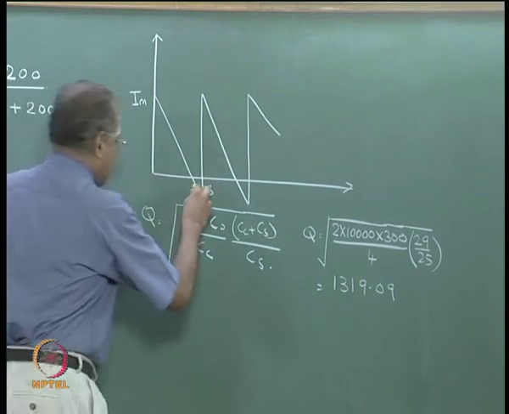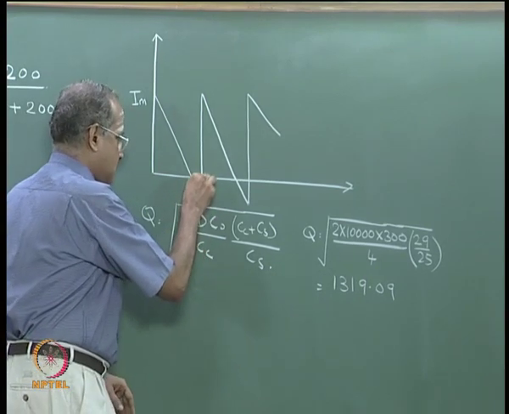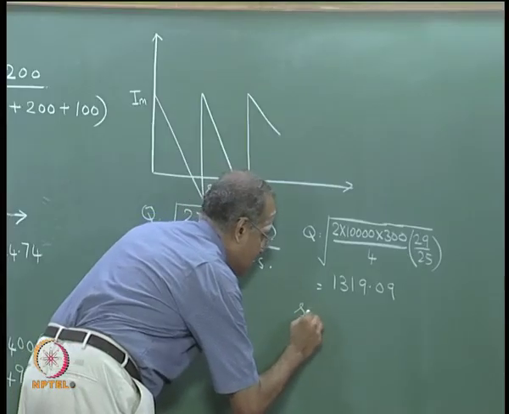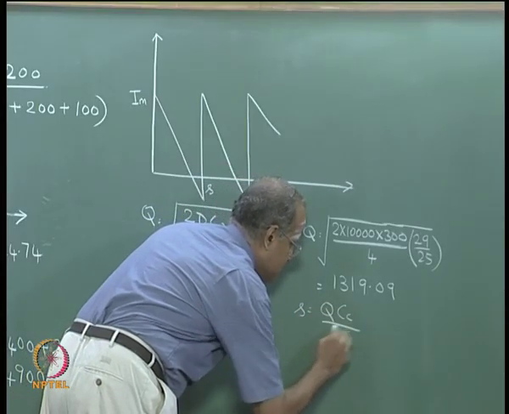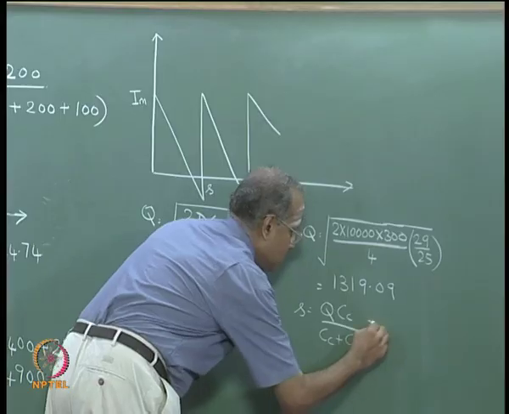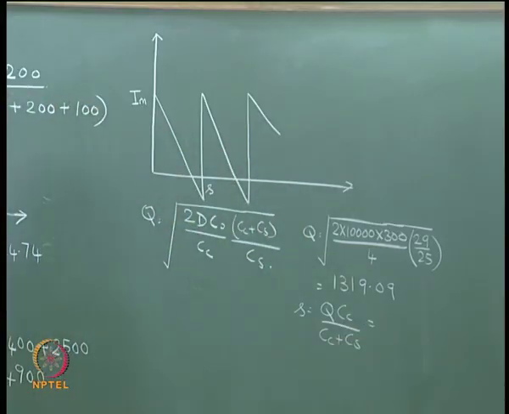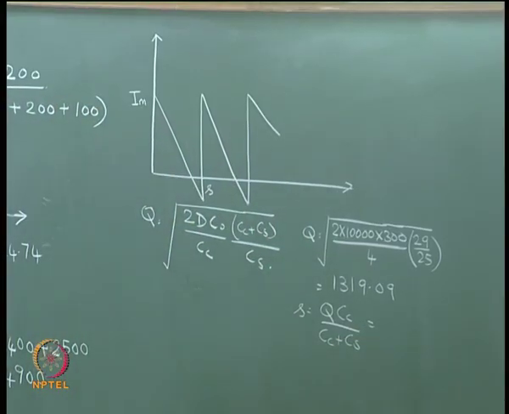The shortage that we allowed, this S, the back order quantity that we allowed, S, is given by Q into Cc by Cc plus Cs, which comes to 181.94.